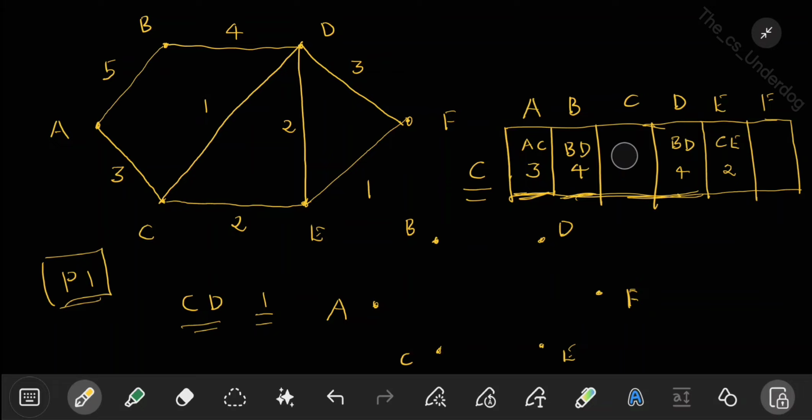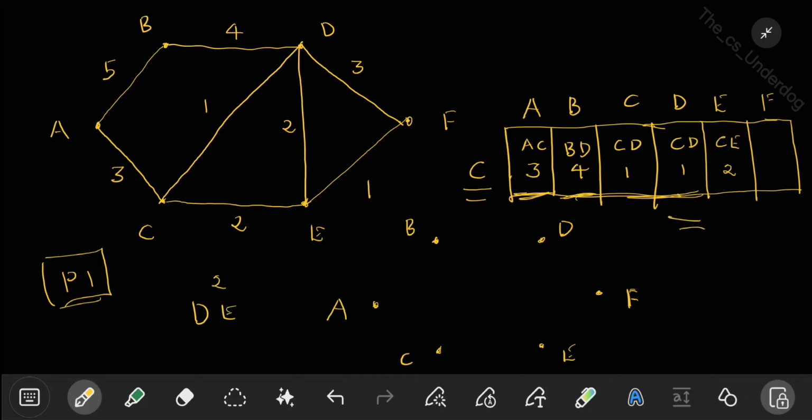So you will change it to CD with value 1. What about D? D is presently having BD with value 4. You will change it to CD with value 1. Next edge to consider is DE. DE is having value 2, that is the weight is 2.